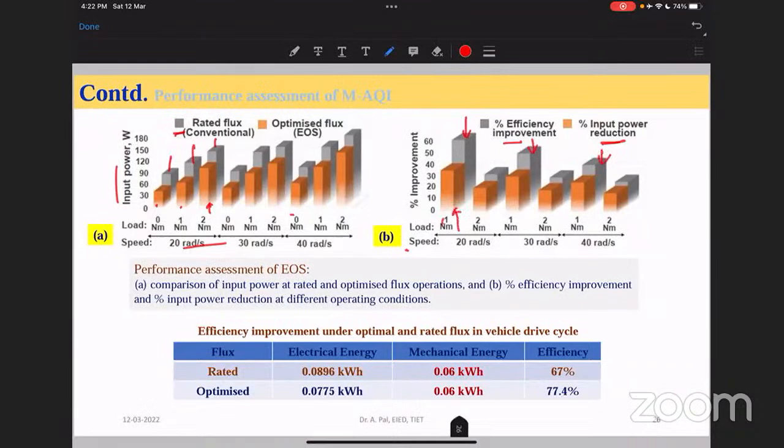Again, one table is shown for the Indian drive cycle: what the efficiency would be at rated conditions, and what the efficiency would be when the machine is operated at optimized flux condition. So this is the efficiency at rated flux, and this is for the optimized flux condition. The output power is constant in both cases, but the input energy is different in the two cases.